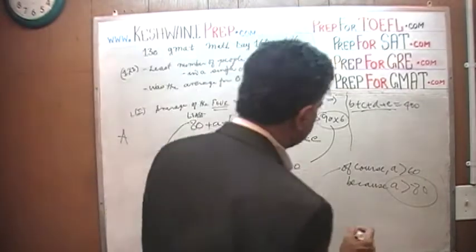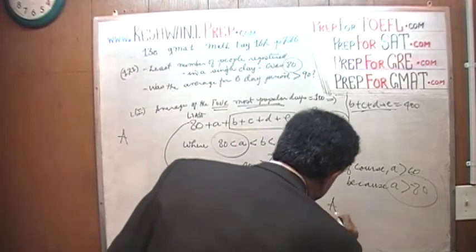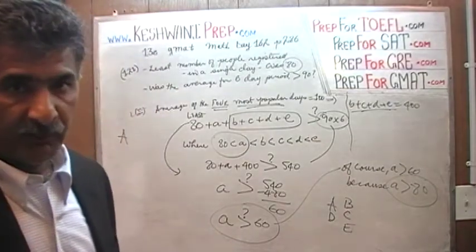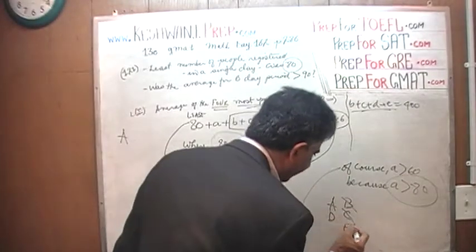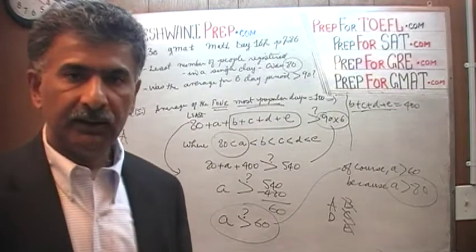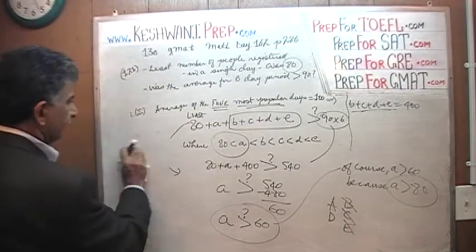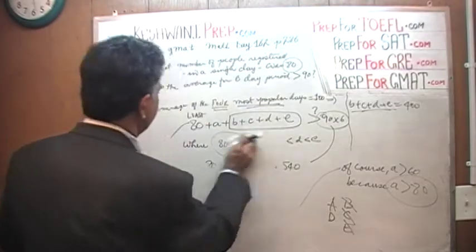Let's put it here. Where should we put it? A, D, B, C, E. Since the first statement by itself turned out to be sufficient, we know now that the answer cannot be B, C, or E. The answer would have to be either A or D. Let's say we're done with this one. Let's see what they tell us in the second statement.